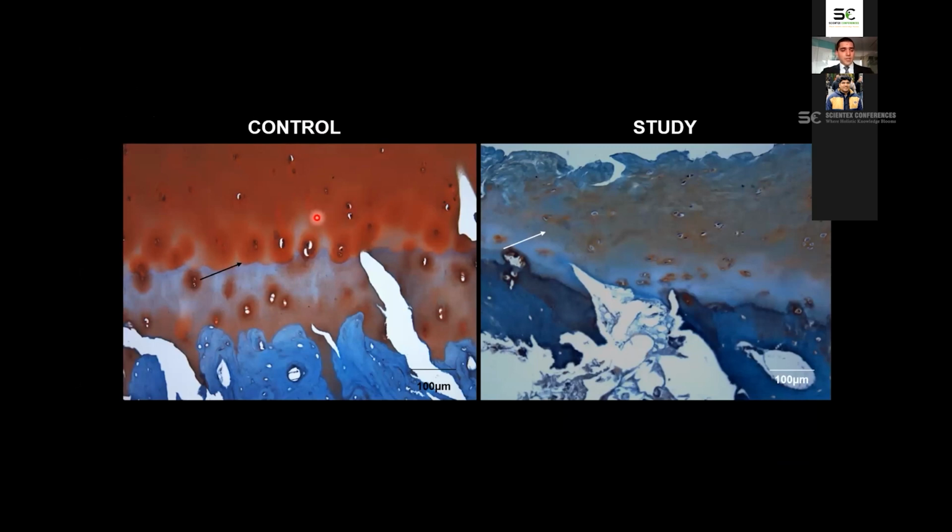The staining of safranin-O fast green revealed the deposition of proteoglycans in the study group specimens, as shown by a more pronounced red safranin staining. Disintegration, again, of the tide mark, and remodeling of the subchondral bone. In contrast, in the control group, they appear normal.